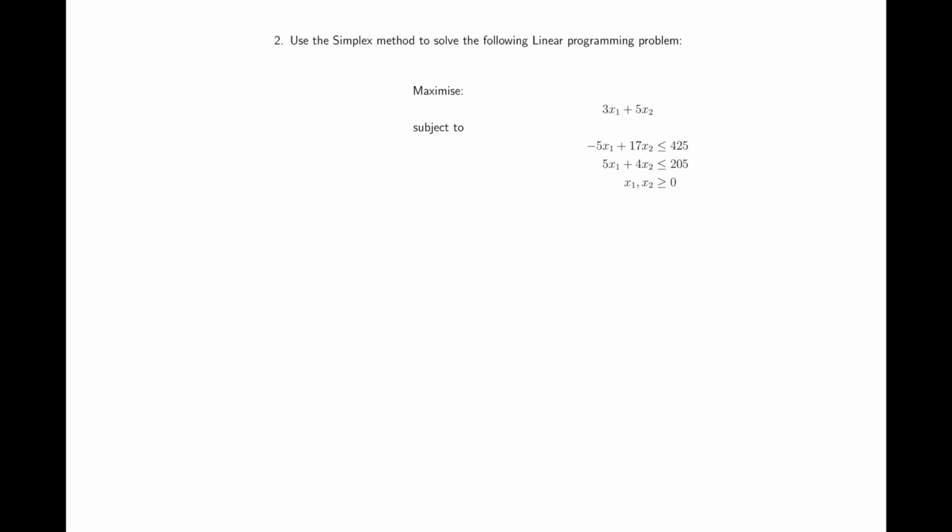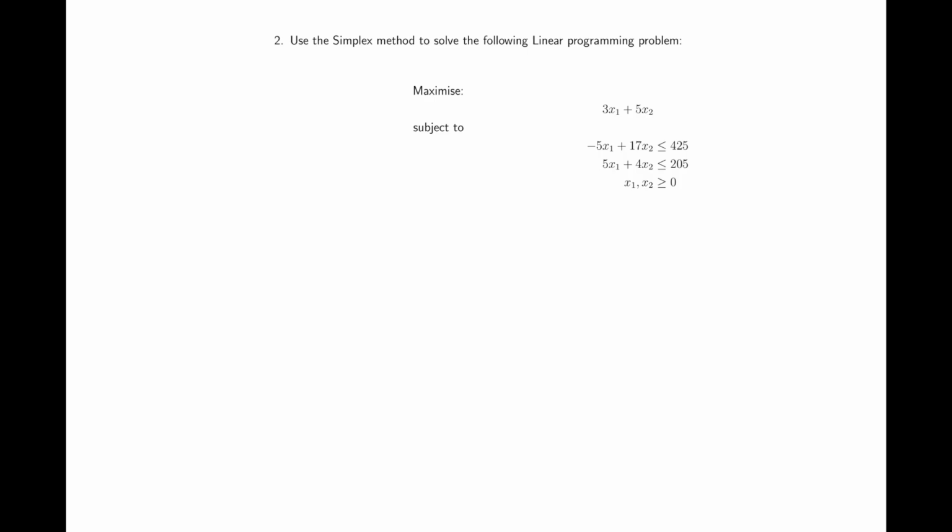Problem sheet 5, question 2. Use the simplex method to solve the following linear programming problem. Maximize 3x1 plus 5x2 subject to minus 5x1 plus 17x2 is less than 425, 5x1 plus 4x2 is less than 205. x1 and x2 are both non-negative.